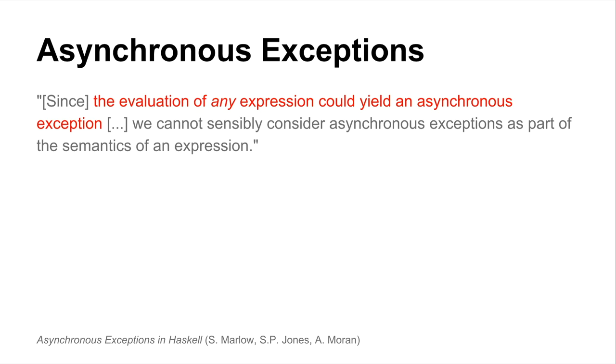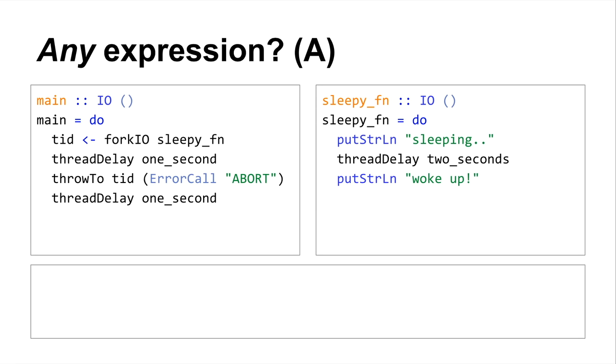The other thing, evaluation of any expression can yield an asynchronous exception. And I'm sort of beating this horse to death here, but I'll give you another example using throwTo. So you can imagine this is all part of the same file. I've got my main function. This main function is going to fork. It's going to create a new IO computation to run in some other thread. It's going to run my sleepy function, which is going to sleep. It's going to print some stuff to standard out. This guy here is going to sleep for 1 second. The guy on the right is going to sleep for 2 seconds. Main thread's going to wake up and it's going to throw an exception to the forked thread.